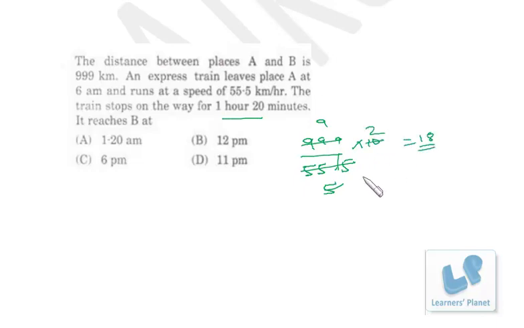So it must take 18 hours, right? If it doesn't stop anywhere, that means after 6 a.m., 18 hours, that means 6 p.m., okay, and then 12 midnight, right? So 12 midnight if it doesn't stop anywhere. Now but it stops on the way for 1 hour 20 minutes. That means we have to add 1 hour 20 minutes over here. So 12 midnight plus 1 hour 20 minutes, it will be 1:20 a.m., right? So that's pretty simple.